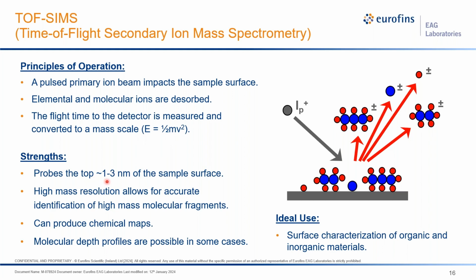TOF-SIMS is extremely surface sensitive, probing only the top 1 to 3 nanometers of the sample surface. It has very high mass resolution, which allows for the positive identification of mass fragments. Like Auger, TOF can also produce chemical maps of a sample surface. And in some cases, we can provide depth profiles of organic materials while keeping the organic information intact. We do not destroy organic molecules and turn them into a pile of carbon atoms.